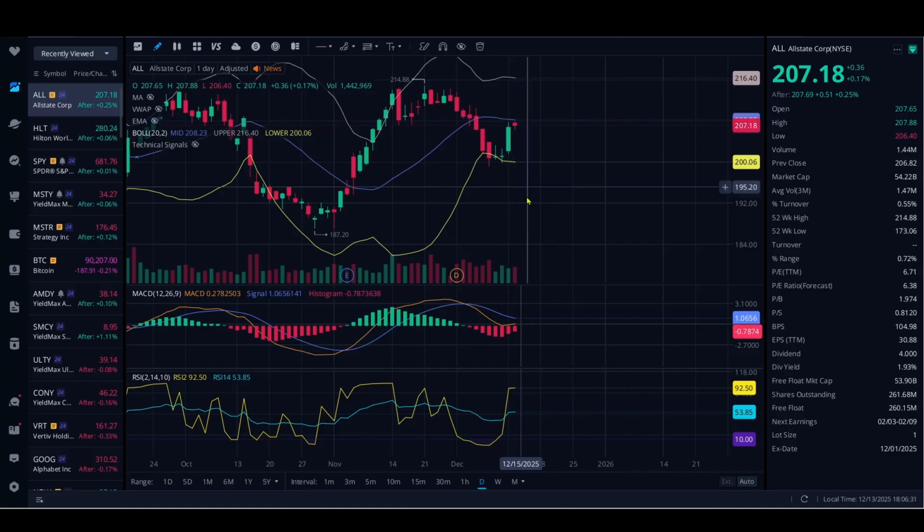But where is the RSI2? That yellow line right here is the RSI2, and it's currently at 92.5. So I am looking for that to be under 10. That's definitely not under 10, right? So it is not a current buy point for me.